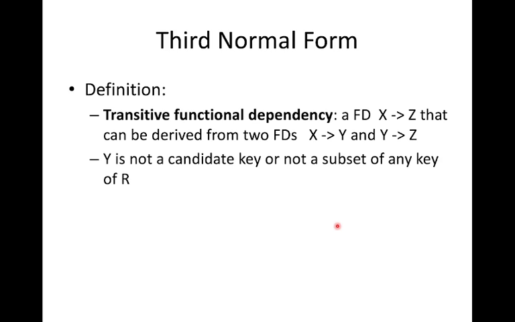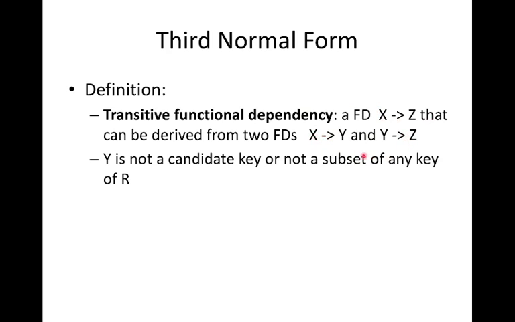Next you will see third normal form. Before going into third normal form, we have to define what is transitive functional dependency. Transitive functional dependency means a functional dependency X to Z that can be derived from two functional dependencies X to Y and Y to Z. That is, Y is functionally dependent on X and Z is functionally dependent on Y. Then that means X to Z holds. So this is known as transitive dependency.